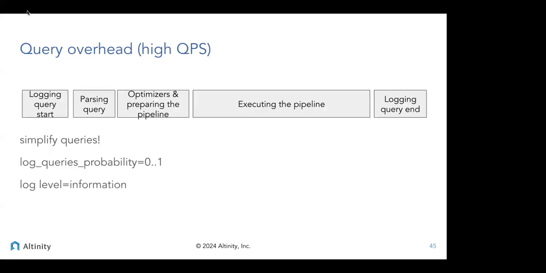Also, with those very high QPS scenarios, the query overhead can work against you. Normally, when a query is executed inside ClickHouse, you can imagine that it consists of several stages. First, we accept the query and log that we started executing it. After that, we parse it, analyze the where conditions and indexes, prepare the pipeline, run the optimizers, and after that comes the actual execution of that pipeline.